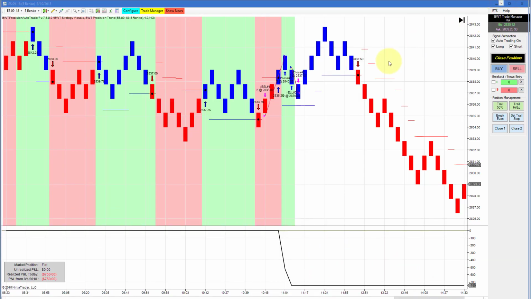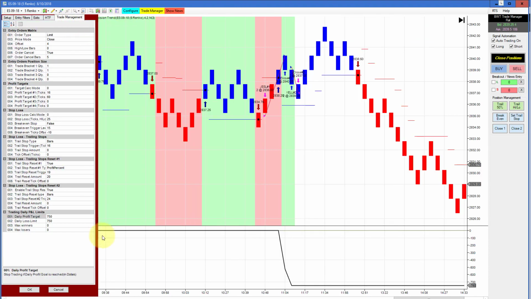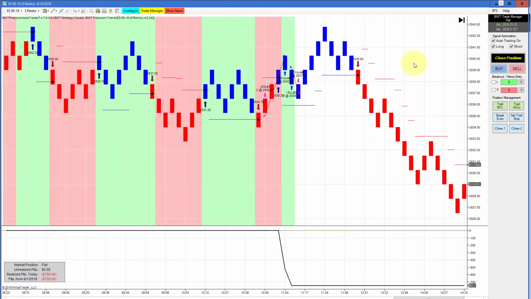Indeed, charts do get stopped out. This is the Emini S&P in a 5 Renko, and we had 2 losing trades here, and we were stopped out at our loss limit for 750.